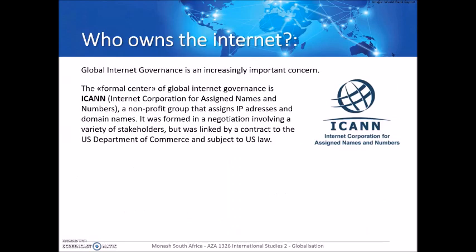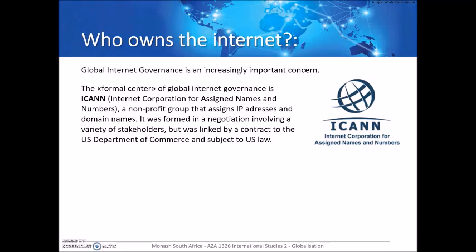Okay, so let's look quickly at who actually owns the internet. Global internet governance has become an increasingly important concern because most of us increasingly depend on the internet for our daily lives. The formal center of global internet governance is ICANN, the Internet Corporation for Assigned Names and Numbers. It is a non-profit group that is responsible for assigning IP addresses. So every time you connect to the internet, the IP address that you get comes from ICANN. And it also assigns domain names. So if you open a new website, ICANN is the one who allows you to get a certain domain.